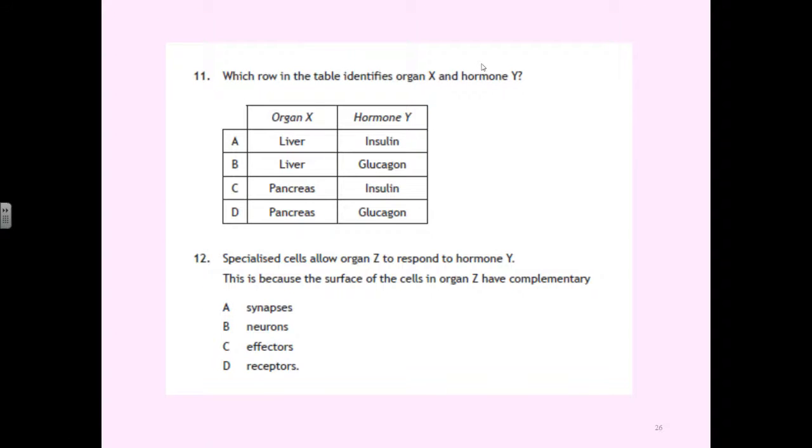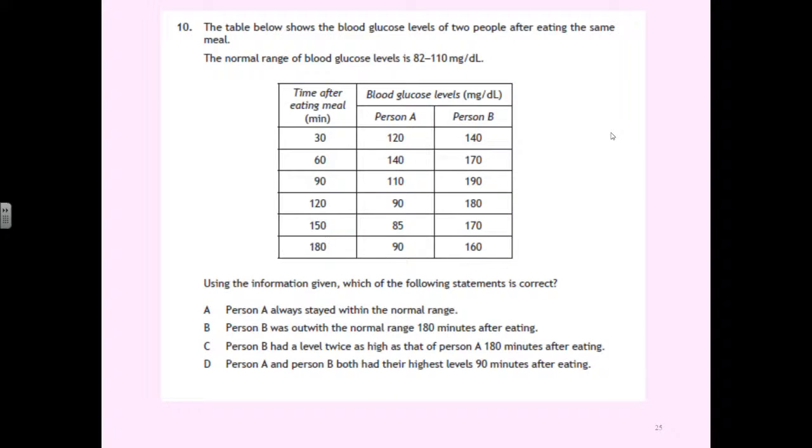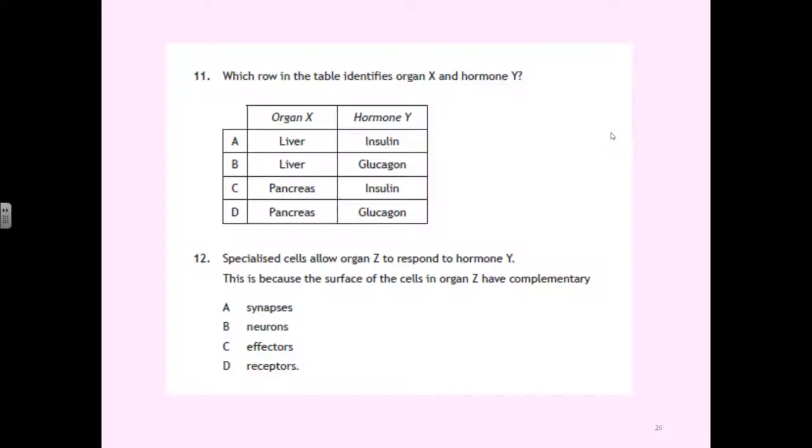Which of the following identifies X and Y? X, liver. Well, you probably need more information to answer that question. If we imagine it was, which of these produces the thing on the right? The liver doesn't make insulin, the liver doesn't make glucagon, the pancreas does make insulin, the pancreas makes glucagon. So we don't know, but it could be one of these. Specialized cells allow organ Z to respond to hormone Y. This is because the surface cells in organ Z have complementary receptors.